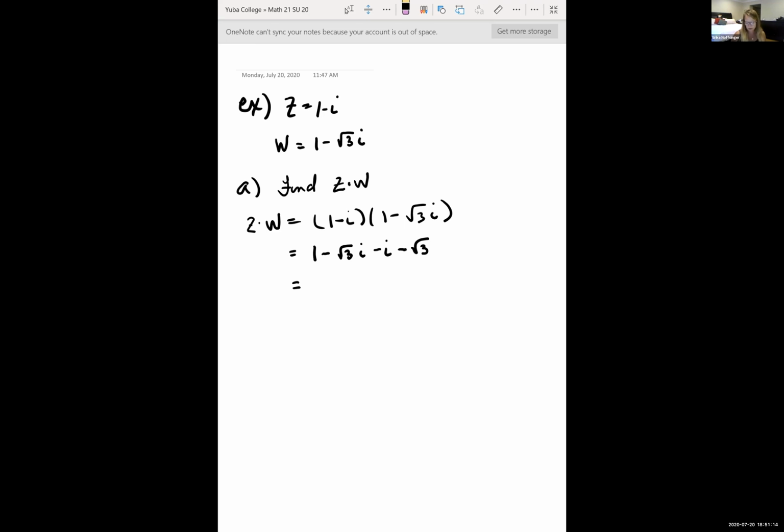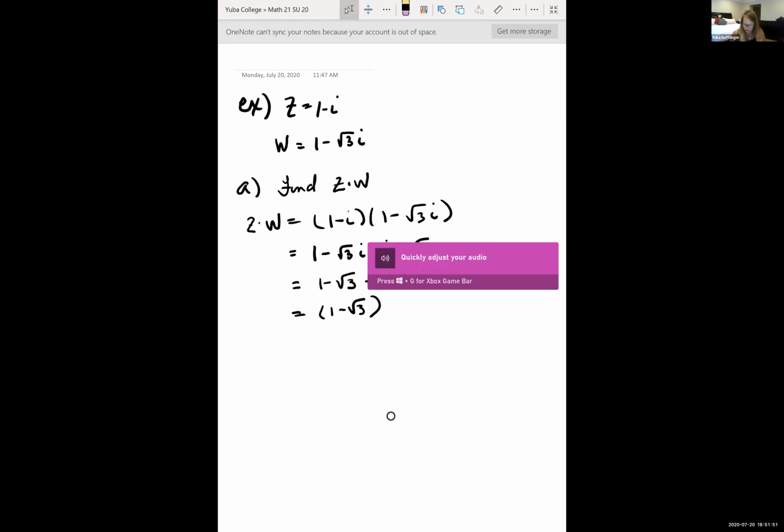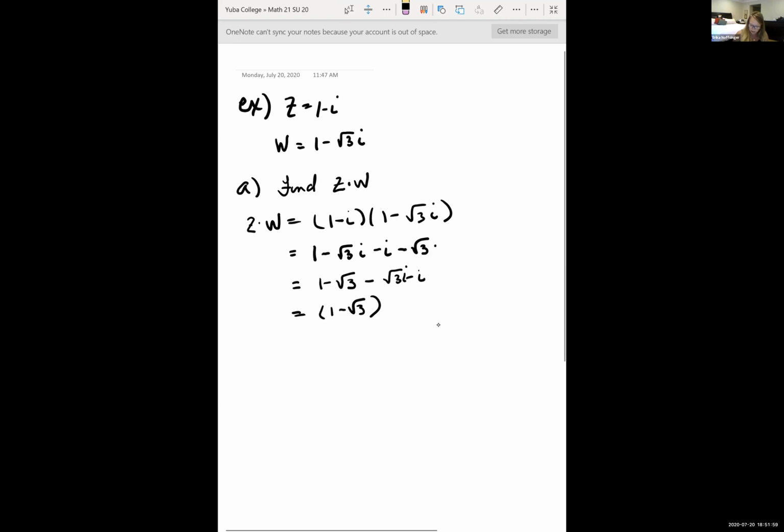Let's rewrite this where our real parts are together and our imaginary parts are together. Our real parts are 1 minus root 3, and our imaginary parts are negative root 3 minus i. So 1 minus root 3 is my real part. Then I can factor out a negative and an i from the imaginary part. So we have negative parentheses, square root 3 plus 1, i.